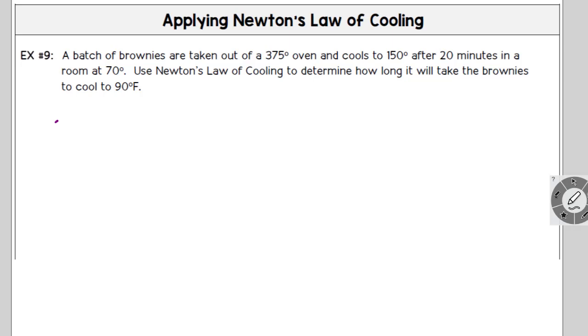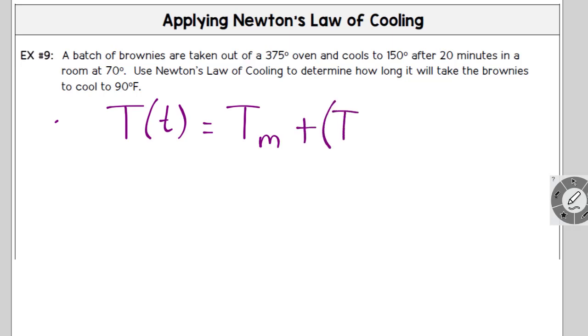Okay, so the first thing we're going to do is write out our formula for this law, okay, which is the temperature at a particular time is equal to the temperature of the medium or the surrounding medium, the area, plus our initial temperature minus the temperature of the surrounding medium times e to the negative kt. Okay, where t, that lowercase t, is time.